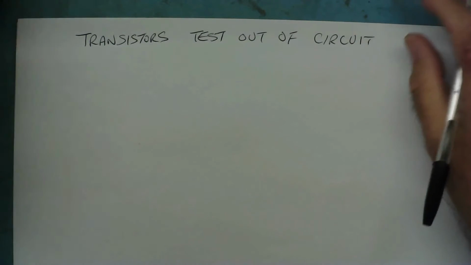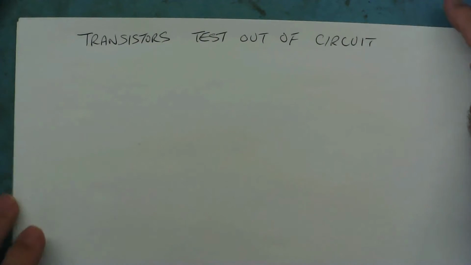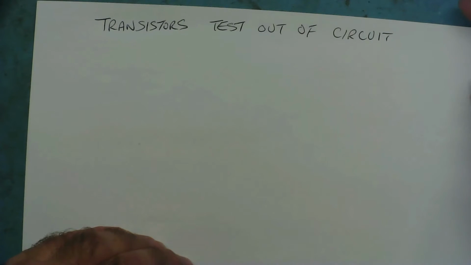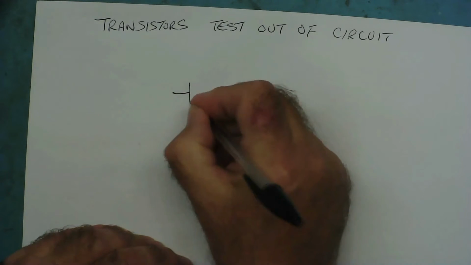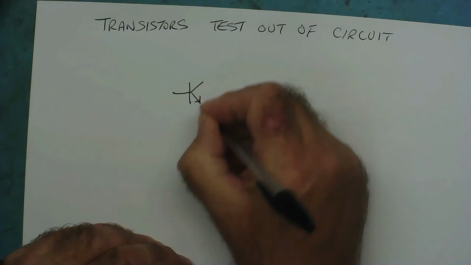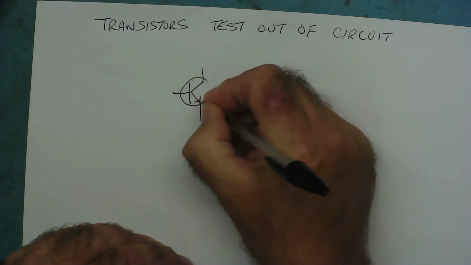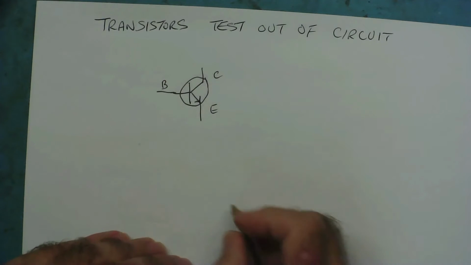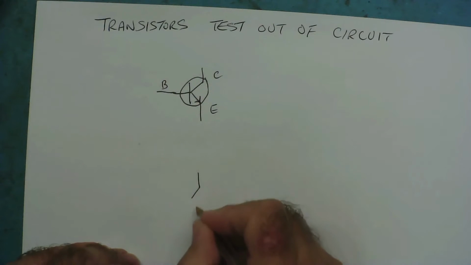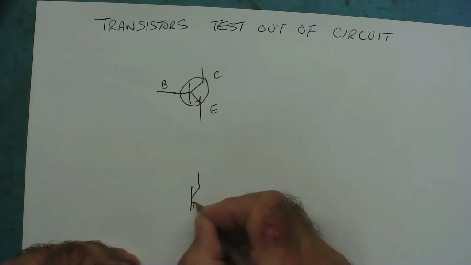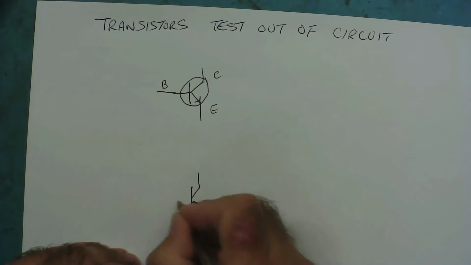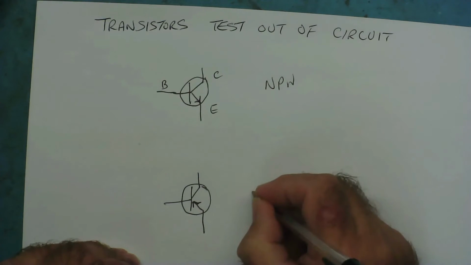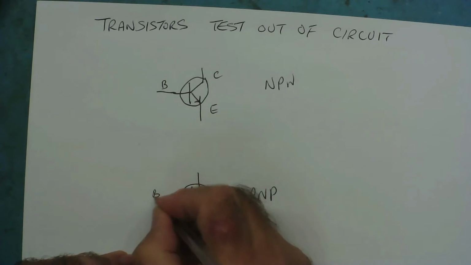Okay, so let's have a look at how to test transistors out of circuit. What does a transistor look like to your multimeter? Well, let's draw the transistor. Base, collector, emitter. This is an NPN, and let's have a PNP as well, so the arrow points the other way. So PNP transistor, base, collector, emitter.